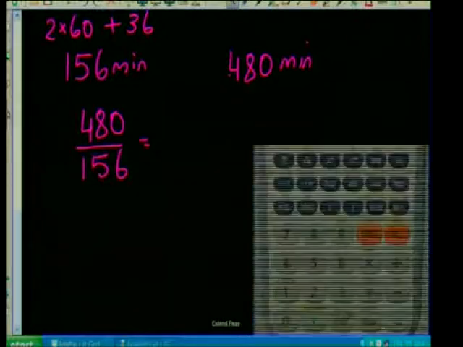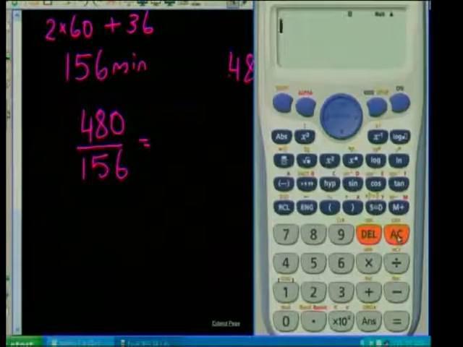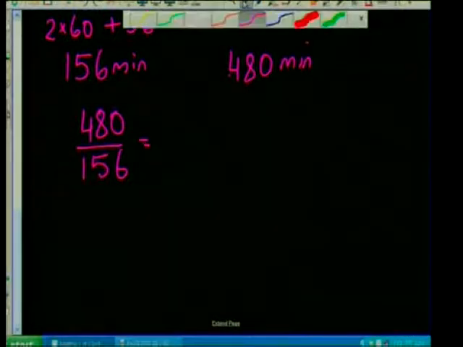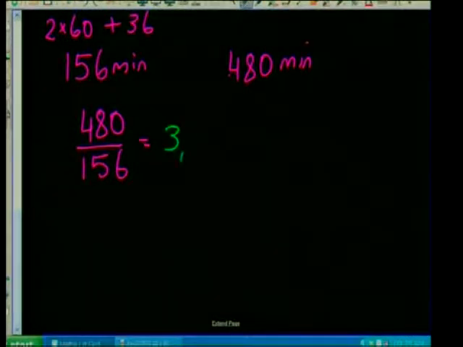And I'm going to get an answer to that on the calculator. 480 divided by 156 minutes, and I get 3,07. Let's write that answer. We've got 3,07. Now, what does this 07 mean? Can we say he completes 3,07 bikes? Well, I suppose they can start on the 4th bike, but they definitely can't complete the 4th bike.